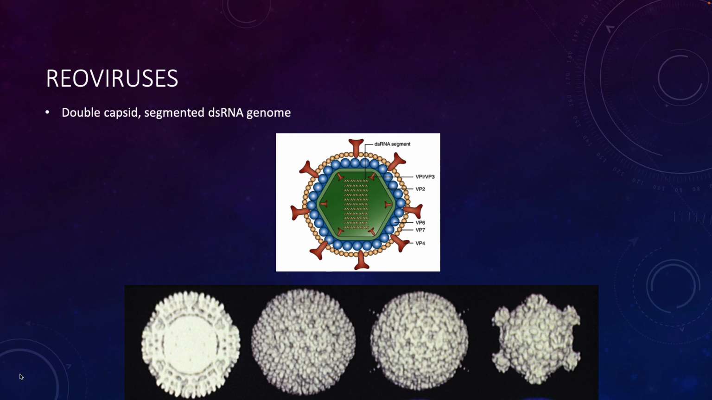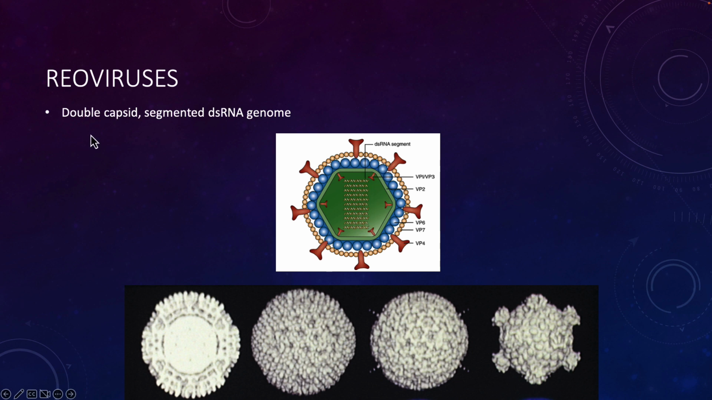The reoviruses are an interesting group of viruses. Reo is actually an acronym: respiratory, enteric, and orphan viruses. They're viruses that just don't really have any other classification except for they all have the same morphology and the same genetic content. So these are our first viruses that have a double-stranded RNA genome, and it is segmented.